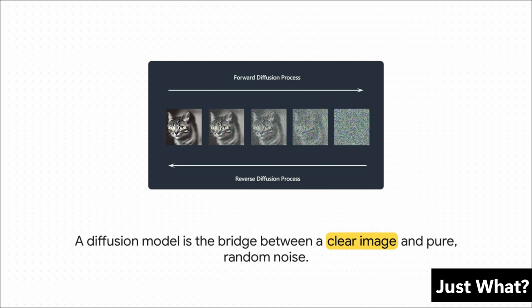The incredible tech we're talking about today, a diffusion model, is basically the bridge that learns how to get from the chaos on the right to the clarity on the left. It actually learns to find the cat that's hidden inside all that static.